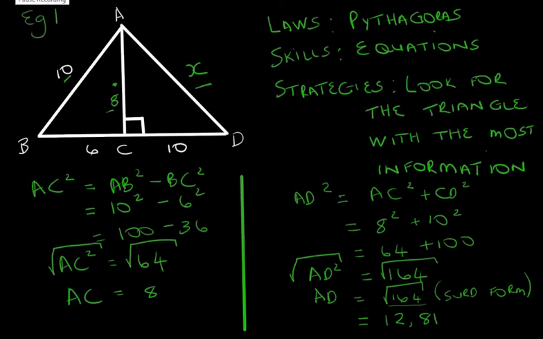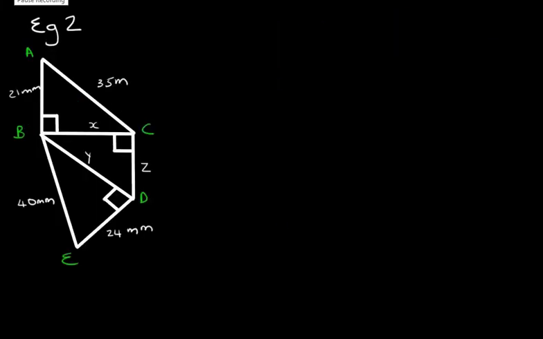Let's look at another example in which there are three triangles. So let's have a look at this example. We've got triangle ABC, triangle BCD, and triangle BDE. Now, you'll see that, like we discussed in the previous section, we need to look for the triangle with the most information. So if we look at this, we've got two given values, that one and that one. In this triangle, we have no given values. And in this triangle, we have two given values.